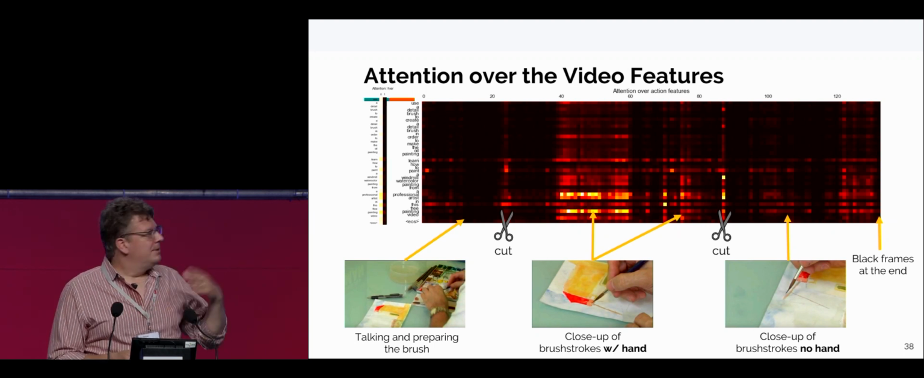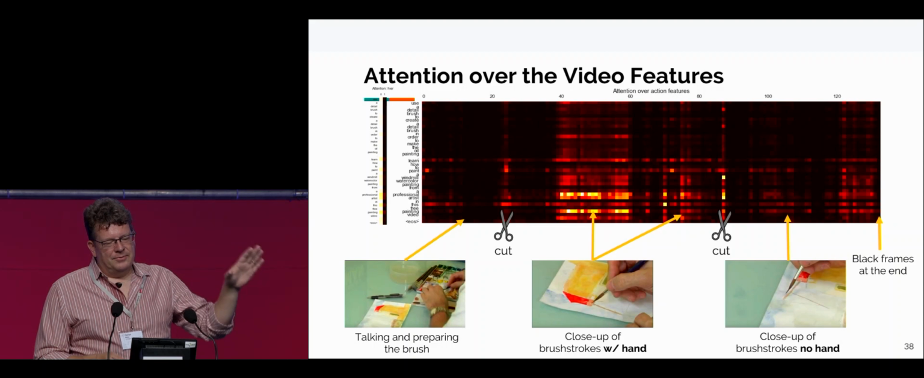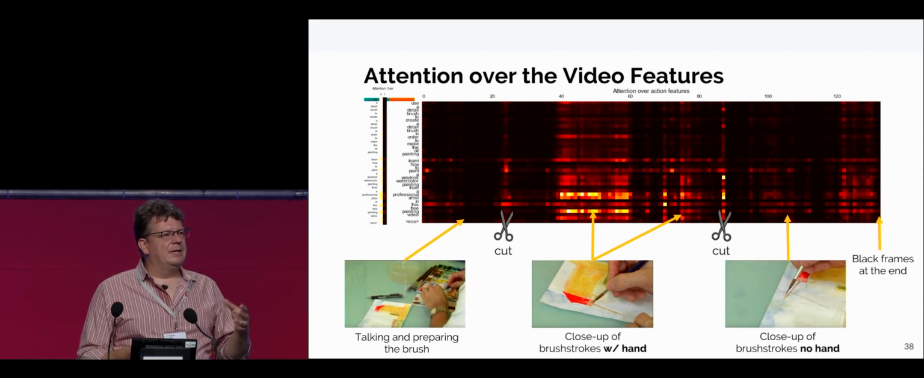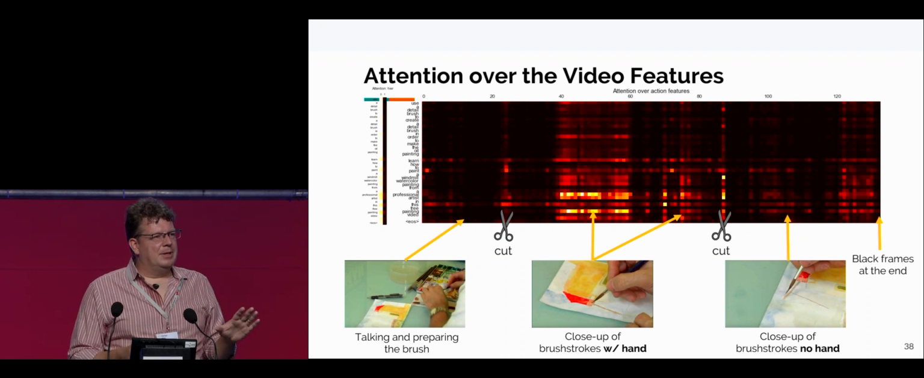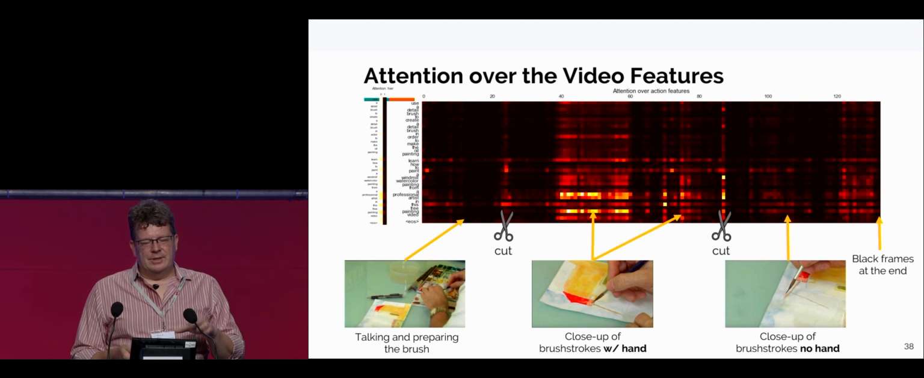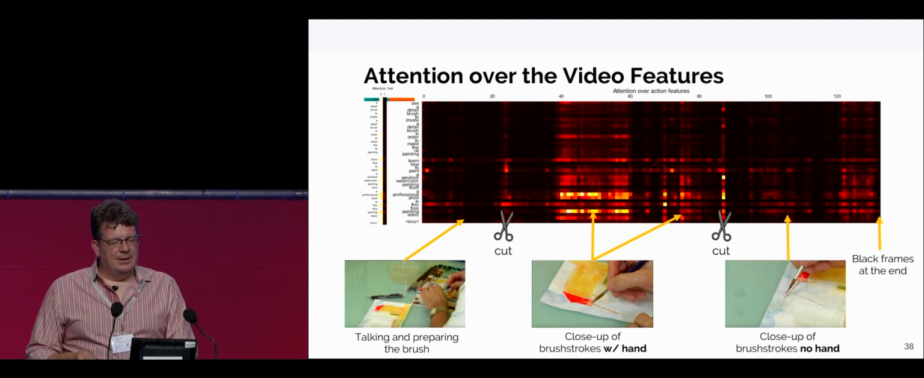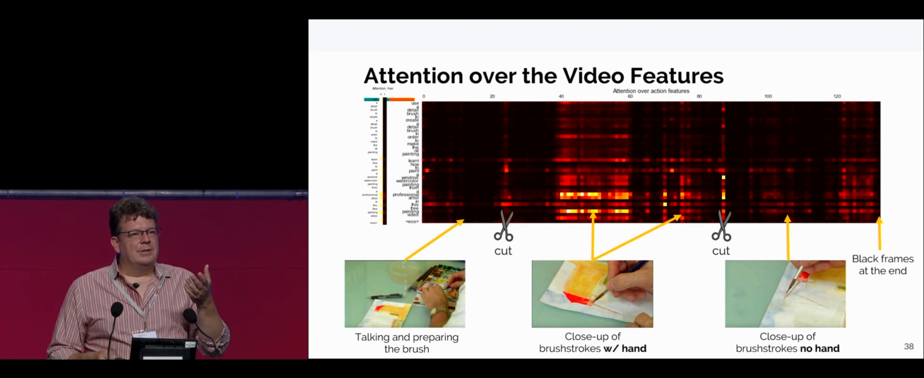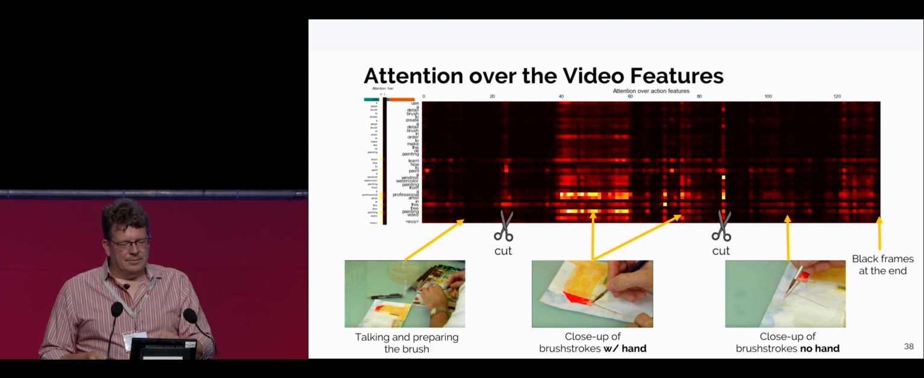video. So in this example here, at the beginning of the video, it's a lot of talking and preparing the brush, so there's very little movement in the image part, so the model doesn't pay attention to this. In the middle of the video, there is a close-up of a person performing brush strokes with a hand, and when the system generates the output, it says you learn how to brush on the water or brush on the paper.